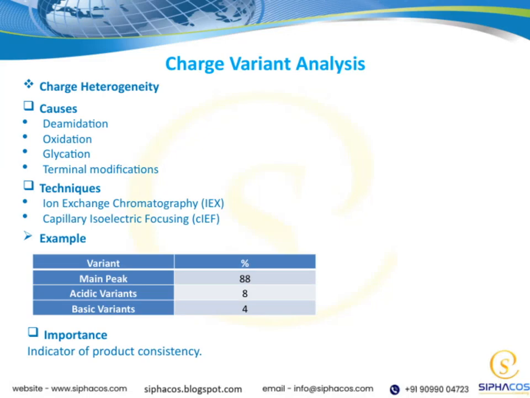Let's talk about why charge variant analysis matters. It's a key indicator of product consistency, helping us understand how much variation exists within a batch. Here, the main peak makes up 88%, while acidic and basic variants account for smaller portions. These differences come from chemical changes like deamidation, oxidation, glycation, or modifications at the molecule's ends. To detect these, we use techniques like ion exchange chromatography and capillary isoelectric focusing. Together, they give us a clear picture of charge heterogeneity in the product.